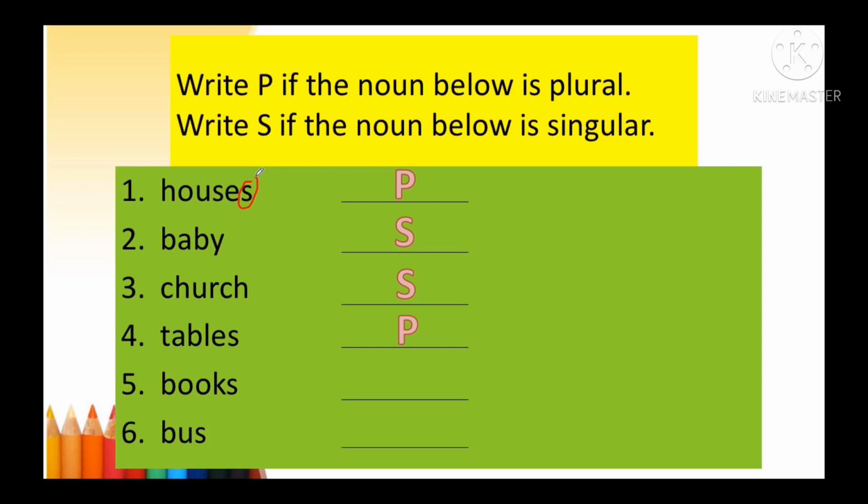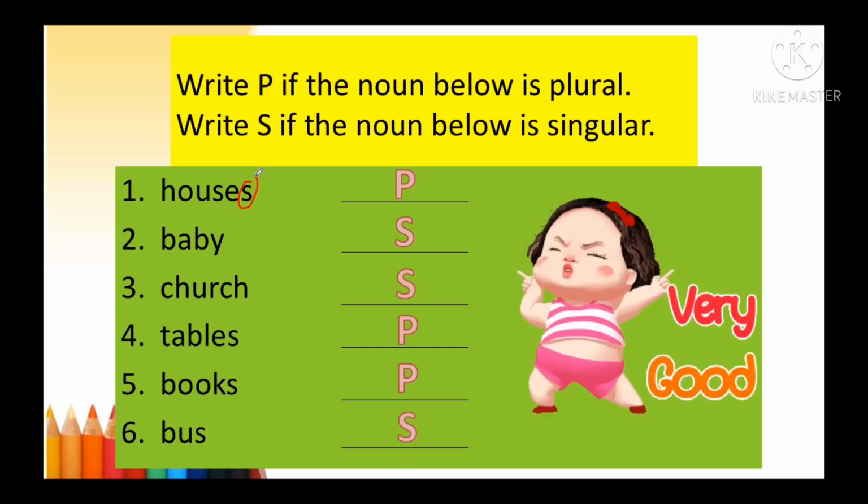Number 5. If you have only one book, then you just call it a book. Right? But since we have S, we will answer P also. Books is plural. How about bus? That's only one. So we will answer S. Alright, very good. Okay. So you are very good now.